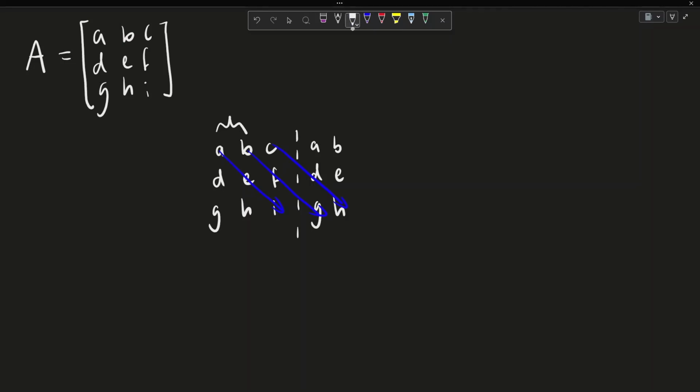So part of determinant of A is given to us by A times E times I plus B times F times G plus C times D times H, as we can see from these arrows.